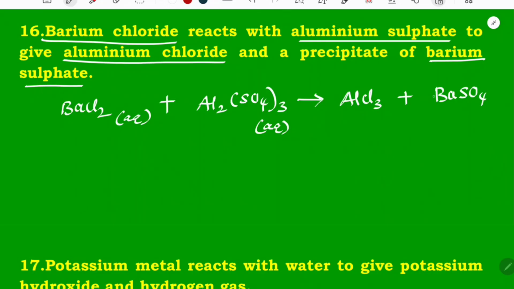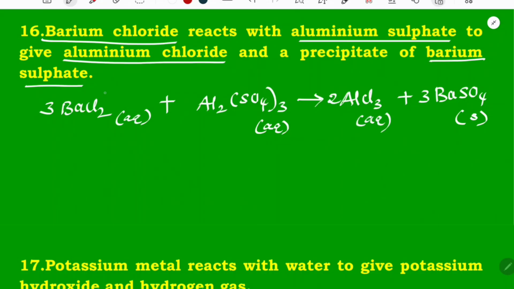So how many sulfates? 3. Directly I kept 3 here. I will put 3 here. Bariums are balanced. So how many chlorines? 6 chlorines are there. Here I will keep 2. Aluminum, barium, sulfates, chlorines, everything is balanced. Barium sulfate is a solid precipitate, no? So solid. And this is aqueous.